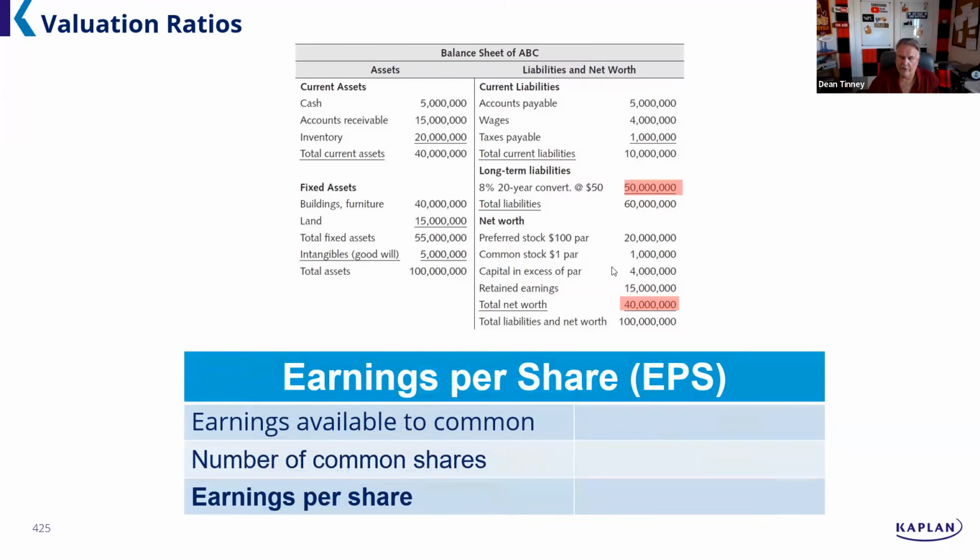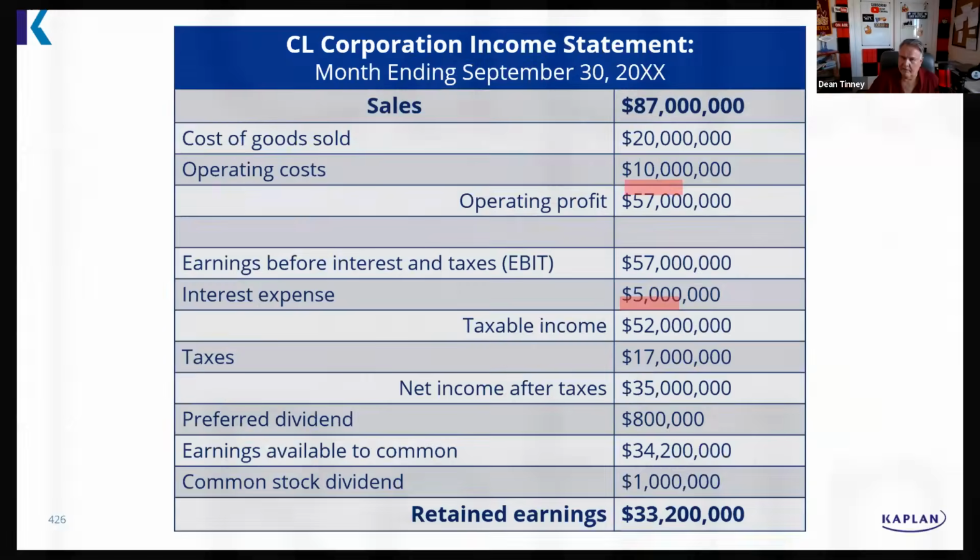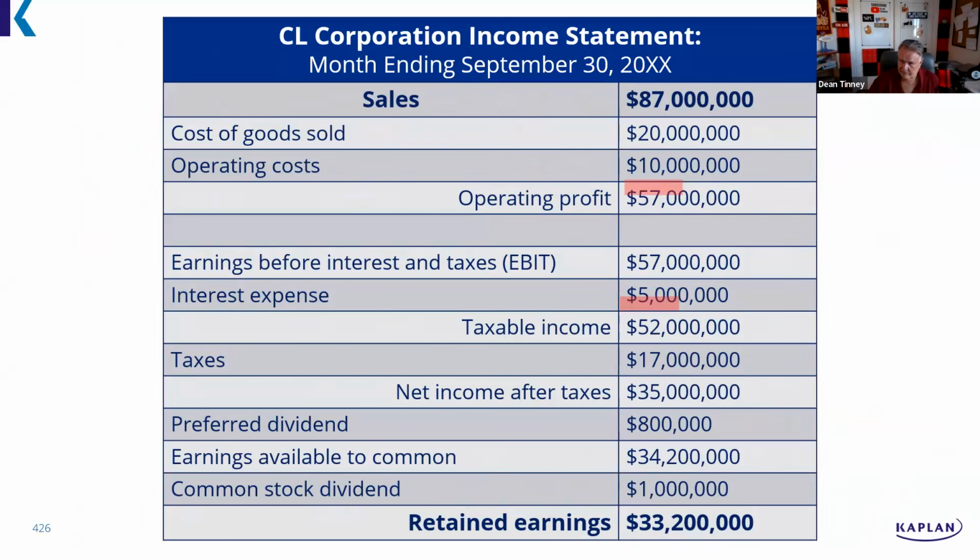Earnings per share. So earnings available to common. Now this would be given information, but the earnings does not show up on the balance sheet. The earnings per share shows up on the income statement. So the financial statements include a balance sheet and income statement. And so here we see that the top line, you probably heard of that before, the top line.